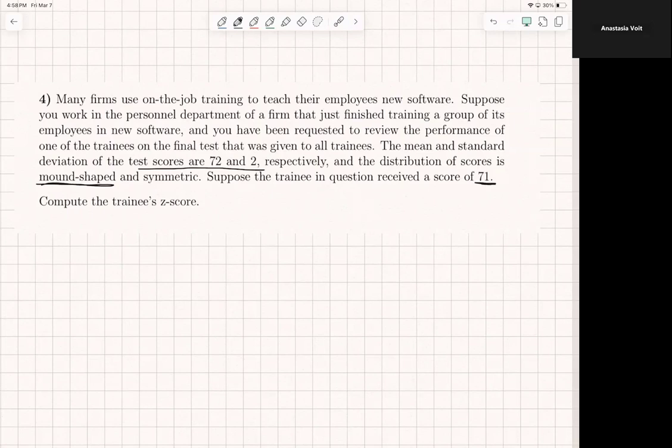Compute the trainee's z-score. So what we need to calculate is the z-score. Remember that the formula for z-score is x minus x bar over s, or if we're looking at the population, that's going to be x minus mu divided by sigma. This is the same thing. This one is for sample, this one is for population.